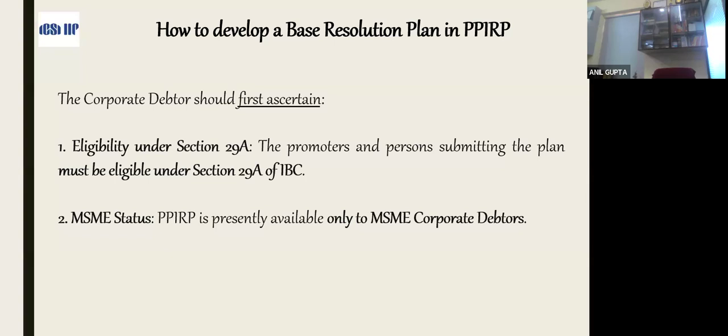MSME status. Second prerequisite, it is not for all. It is only for MSME, that too, those units registered under Udyam portal. PPIRP is presently available to MSME corporate debtors. Presently, in the coming days, they may extend for other companies also. We don't know. But as on date, it is applicable to MSME corporate debtors only.